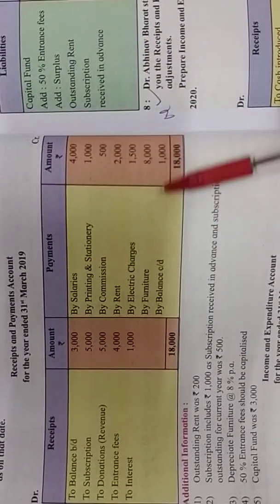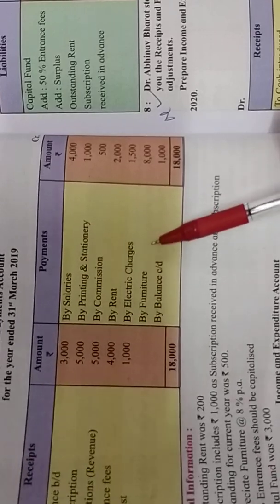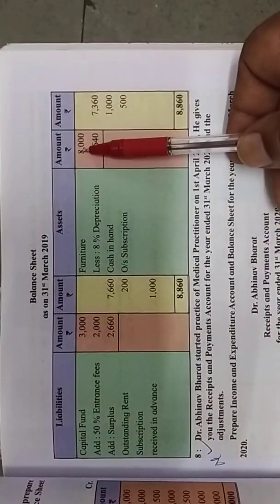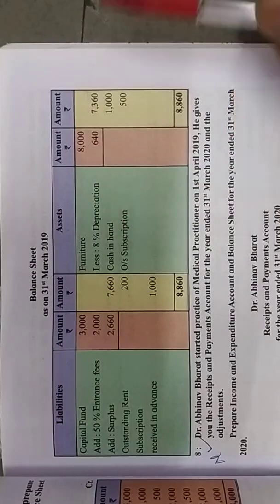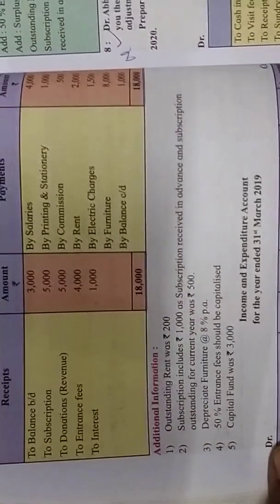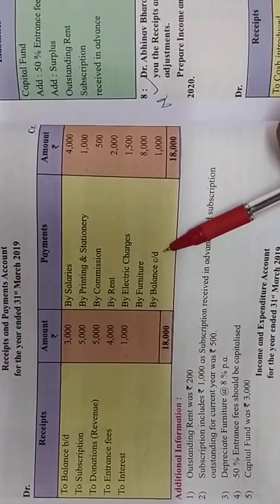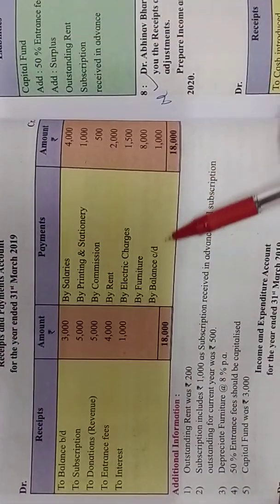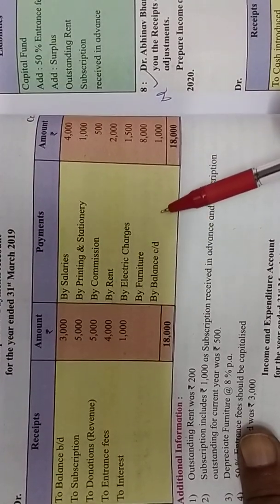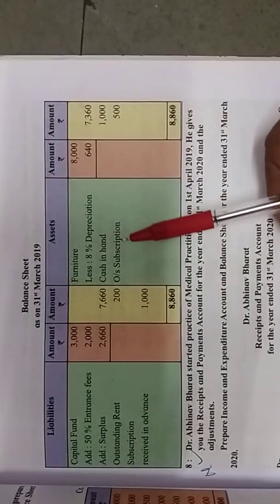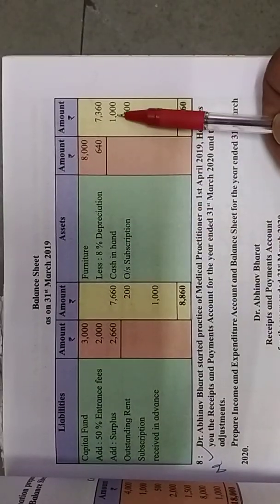By furniture 8,000. Furniture is an asset, so you should write it on the balance sheet asset side: furniture 8,000. In the inner column there is an adjustment of depreciation. Last, by balance carried down 1,000. This is called cash in hand. You should write this balance on the balance sheet asset side: cash in hand 1,000.